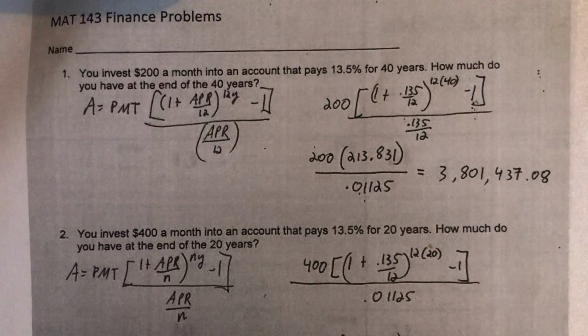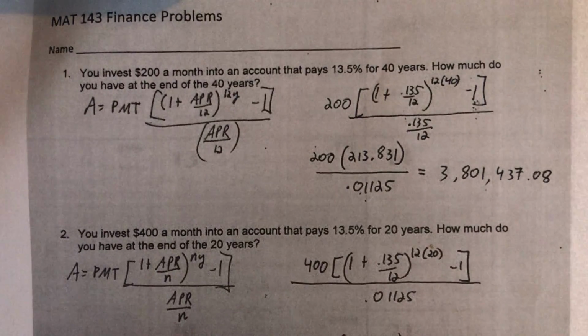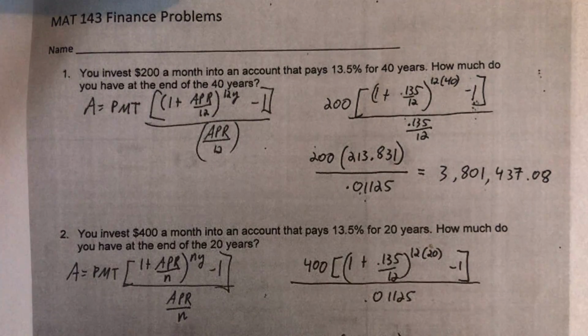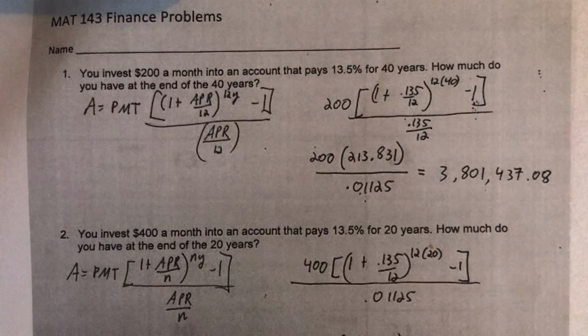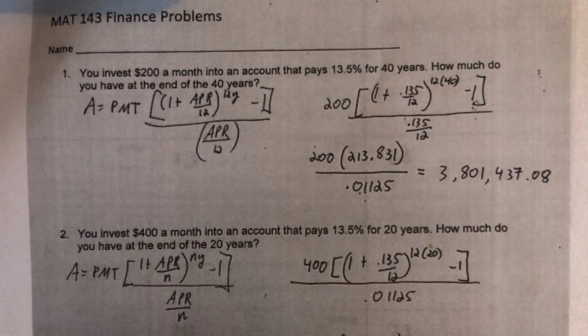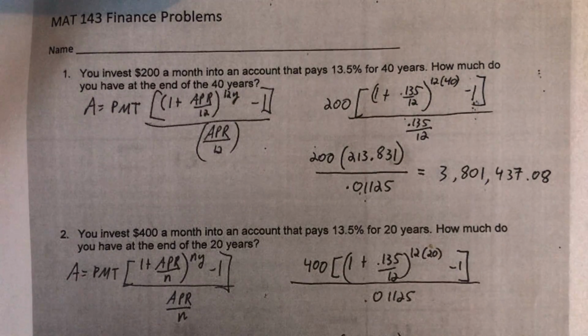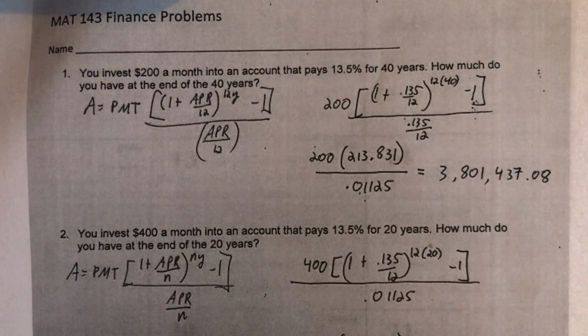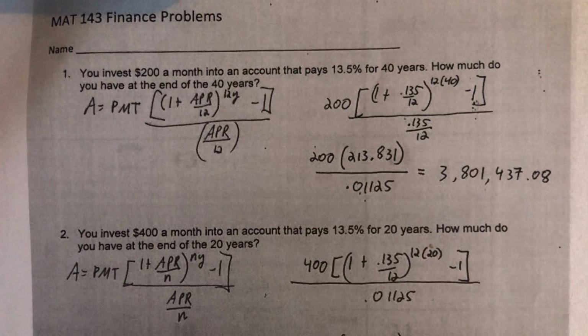Once again, it is possible to plug everything into the calculator and solve it. However, if you miss one parenthesis or one little mistake, you get the whole thing wrong. So I would recommend numerator first, then the denominator, keep them separate. So if I plug the numerator in, I would get 213.831. For the denominator, it's 0.01125.